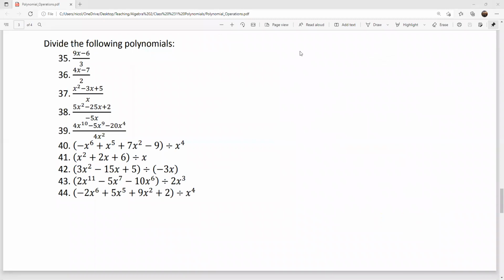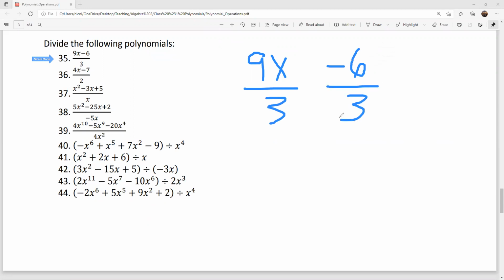Starting with number 35. When you are dividing with one term in the denominator, you can put both terms up top over that number, which is a 3 in this case. So we have 9x divided by 3. Well, 9 divided by 3 is 3, and you have an x. Negative 6 divided by 3 is negative 2. You can even check your answer. If you multiplied this with a 3, you'd get right back to 9x minus 6. So that's your answer for this one, 3x minus 2.